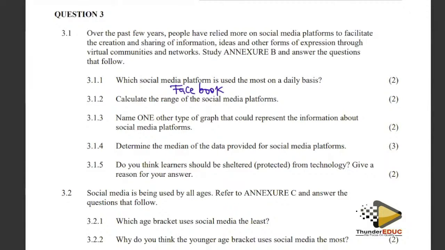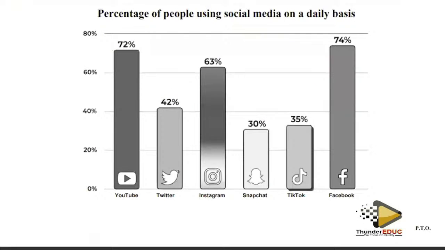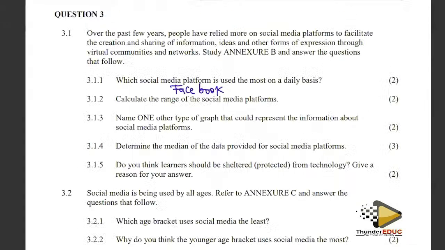Then calculate the range. Remember, range, highest value minus the lowest value. Calculate the range of the social media platform. So we shall come back to our annexure here. We shall look for the highest value, which is 74%, minus the lowest, which is 30%. So range equals highest value minus lowest value, which we said 74% minus the 30%, and we end up having 44%.